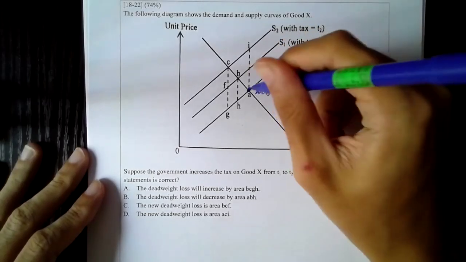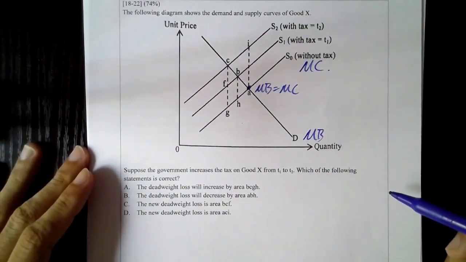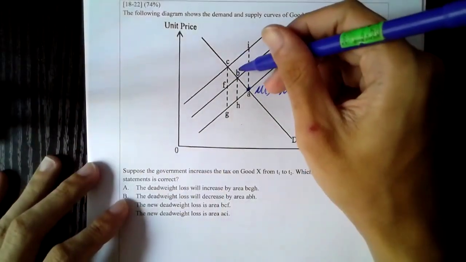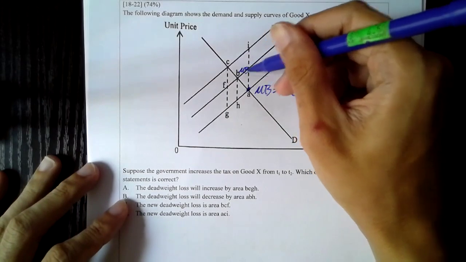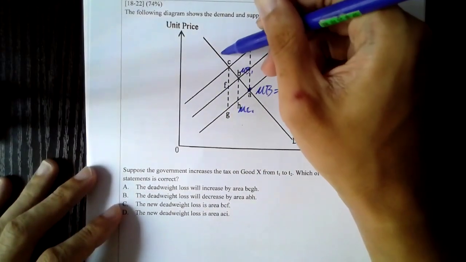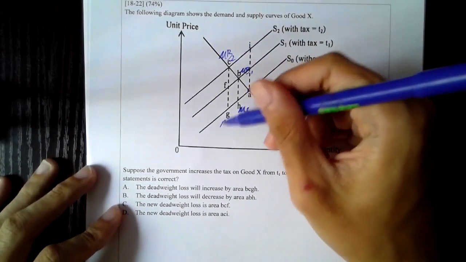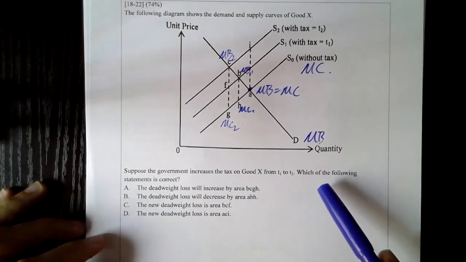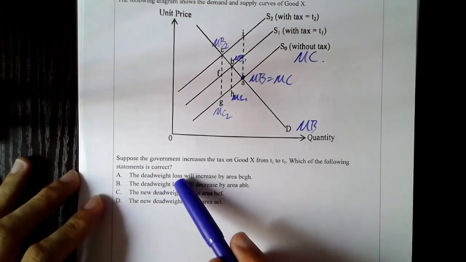It's always right here. Always. It doesn't change. Okay. Then with a T1, we can see that this is our MB1. This is our MC1. Now at T2, this is our MB2. This is our MC2. Okay. So with the tax, what will happen to the deadweight loss?